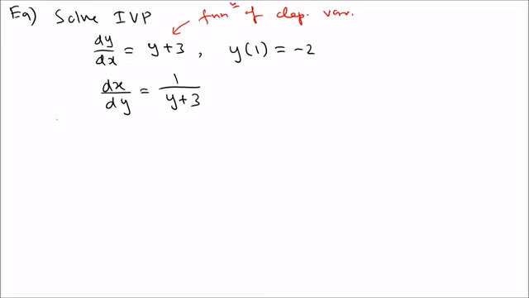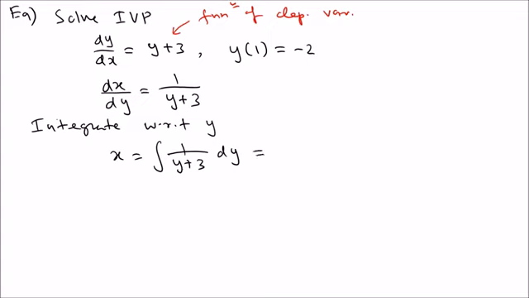Now what can we do? Integrate with respect to y. If you do that, you get x here, and it's simply the integral of 1 over y plus 3 dy. You can see that's 1 over y plus 3, where 3 is just a constant, so this is a log function. This simply becomes natural log of y plus 3. We are not going to use substitution here. That's like a long time ago. Okay, so we have the solution now.